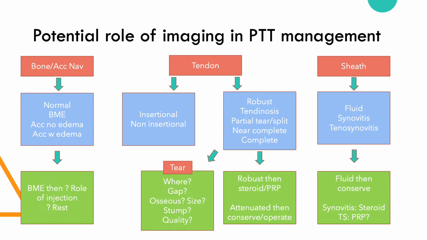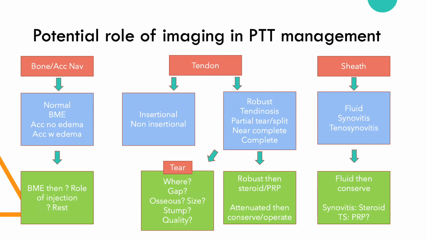On the other hand, if we have somebody who has involvement of the tendon, then I try to determine whether it's insertional or non-insertional. If it is, I then look at the tendon quality itself. So is it robust? Is there tendinosis? Is there a partial tear or a split? Is it a near complete tear or a complete tear? If it is a tear, then I'm trying to determine where the tear is, the gap, the size, whether there's a bony avulsion, what is the quality of the tissue, how big is the stump.